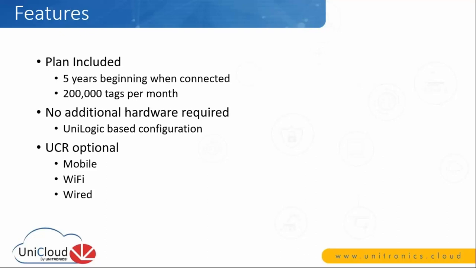Now, I just want to touch on the UCR, which is the Unitronics router, which is an optional feature for the UniStream. What the UCR offers is your means of internet connection. So for example, if you have a site that is not necessarily easy to connect to the internet, the UCR can be added to a UniStream, which can give you internet connection over mobile with a SIM card and data plan, Wi-Fi, or a wire connection. Any of these three methods can be used to obtain communication with your cloud account.